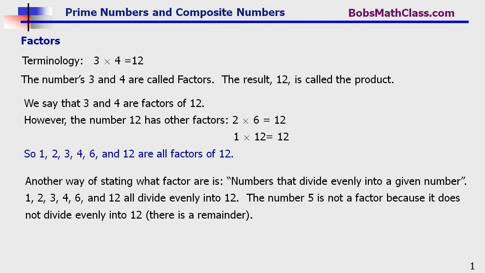Another way of stating what a factor is: numbers that divide evenly into a given number. So all these numbers, 1, 2, 3, 4, 6, and 12, they all divide evenly into 12. 2 goes into 12, 3 goes into 12, 4 goes into 12, all evenly without a remainder. The number 5 is not a factor because it does not divide evenly into 12. If you divide 5 into 12, you're going to get a remainder of 2.